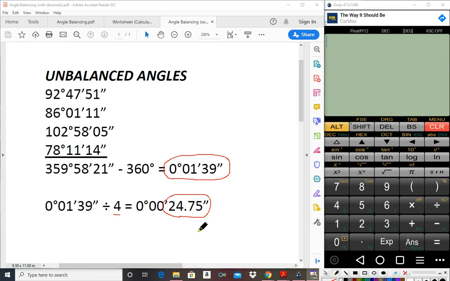This is the area that I'm telling you you do not want to work with. You do not want to work with decimals of a second. You'll have problems with that in the future, specifically when we start calculating bearings on the next step. So, how are we going to work with that?